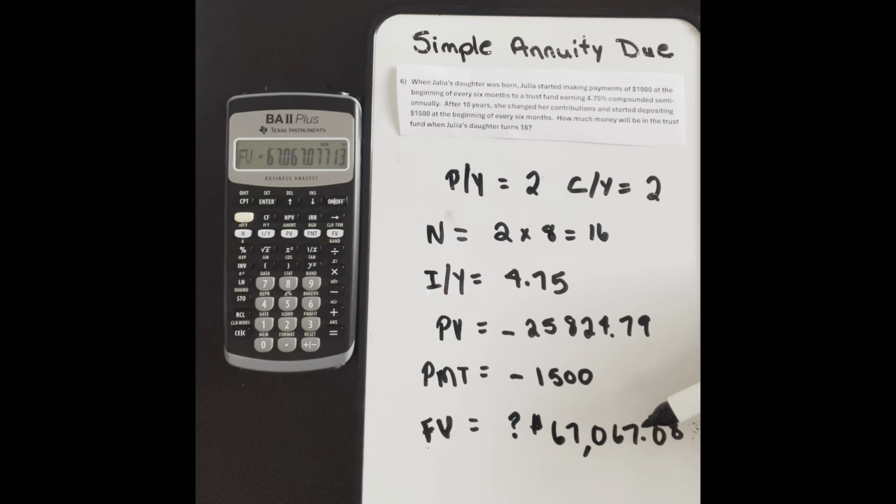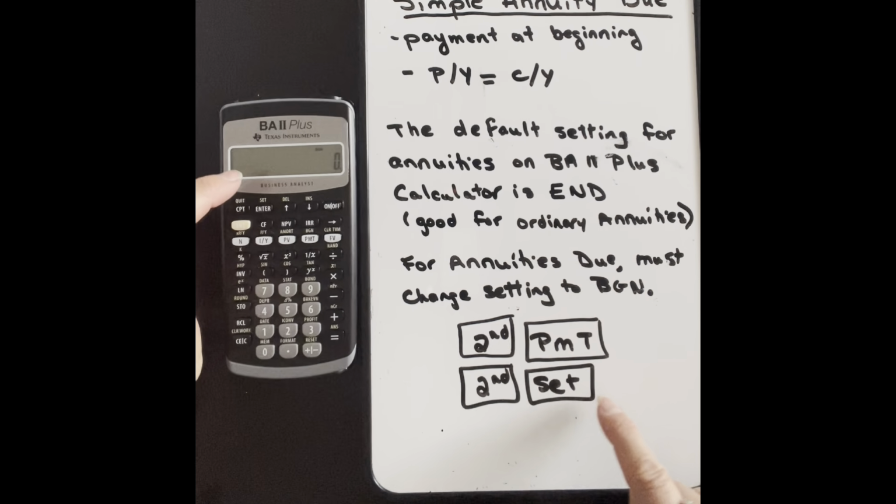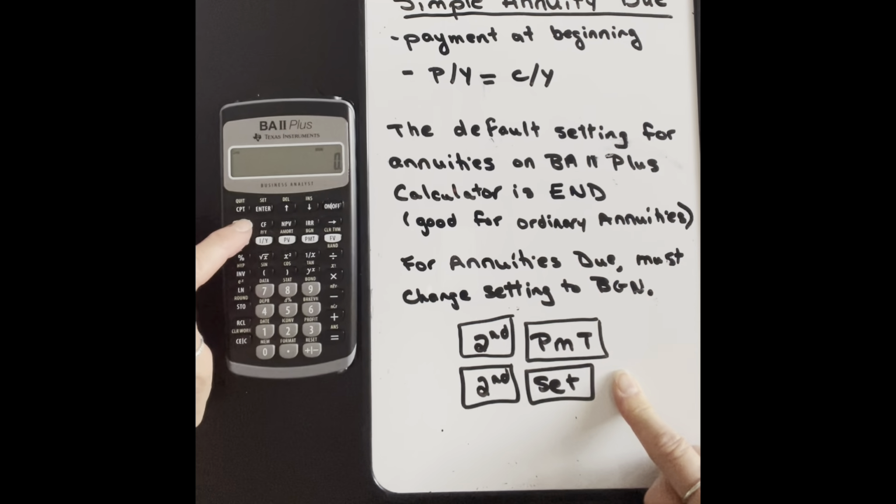Let's clear it, clear our work. Now notice BGN is still on the display. So even if you turn your calculator off and turn it on again, it's still going to be in that mode. If you return to ordinary annuities, you want the payments at the end of the interval, so you don't want them at the beginning. In order to change back to end, we do the same thing we did to get into beginning. Just go second, PMT, second, enter, and now it's at the end.